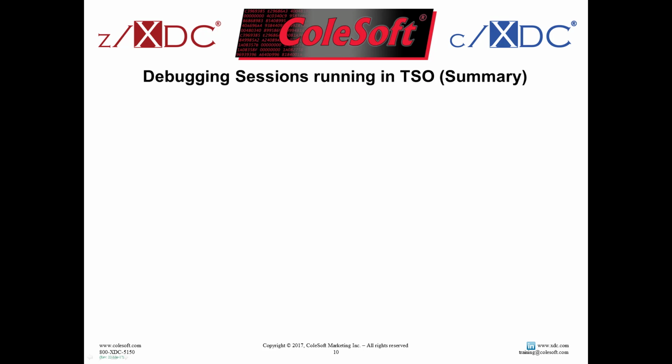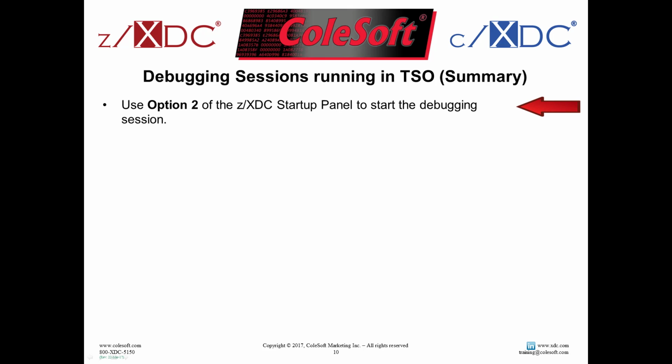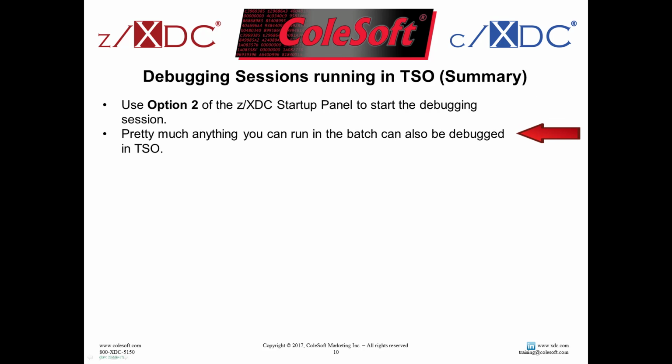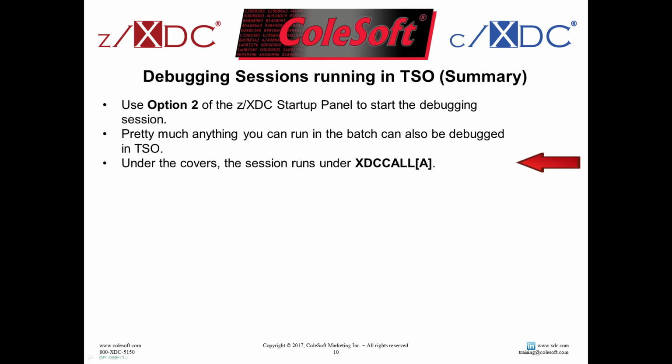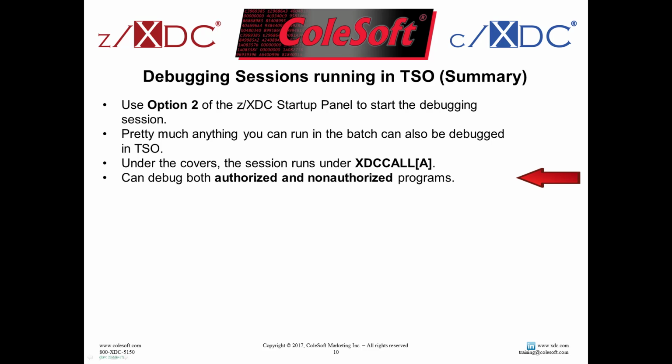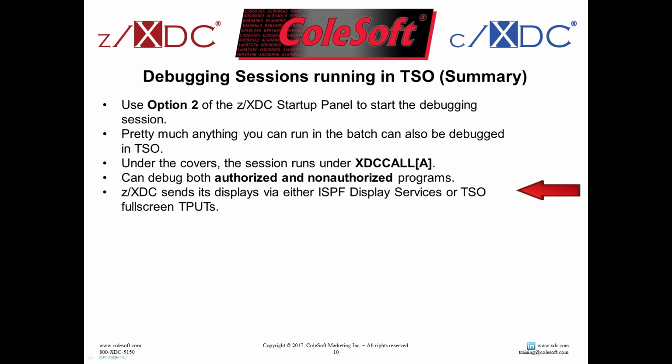So let's summarize. Usually you start a debugging session in TSO by using cXDC's startup panel in ISPF. Pretty much anything you can run and debug in the batch can also be debugged in TSO. Under the covers, the panel runs your program in the TSO address space under the XDCCALL utility. As usual, you can debug either authorized or non-authorized programs. cXDC sends its displays to you via either ISPF display services or TSO full-screen tputs.